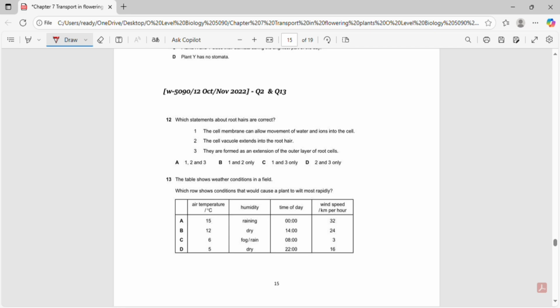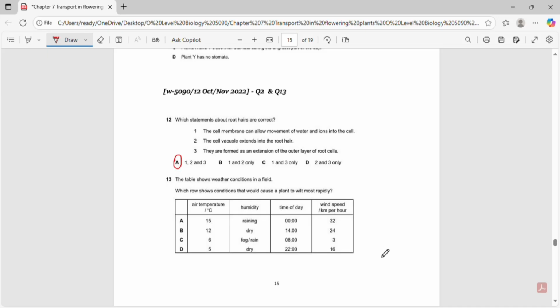The cell membrane is selectively permeable, allowing water and ions to move into the cell. The vacuole indeed extends into the root hair, playing a role in maintaining turgor pressure and storing absorbed substances. And root hairs are simply outgrowths of epidermal cells, making the third statement correct as well. Therefore, the correct option is A, meaning all three statements are true.